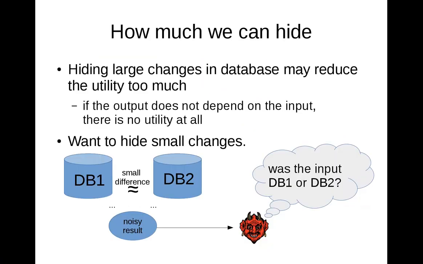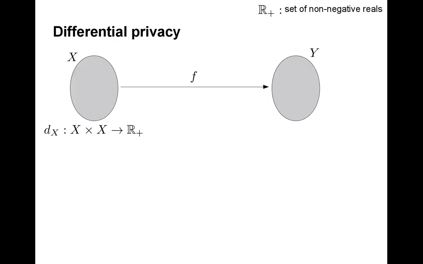Indeed, if the two databases are very different, then it might be impossible to hide from the adversary whether we use the first database or the second database, or if we manage to hide it, then the result might be useless. But there may be chances to hide small changes. And when talking about changes and the sizes of those, we need to have some measure of changes, and typically this size of changes can be expressed through a metric.